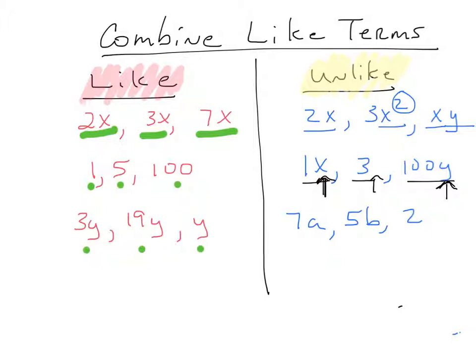And then finally, in this last row, I have 7a, 5b, and 2. Well, a is not the same as b, therefore these are not like terms. They all have numbers, but again, these first two have variables attached to them, which are not the same.